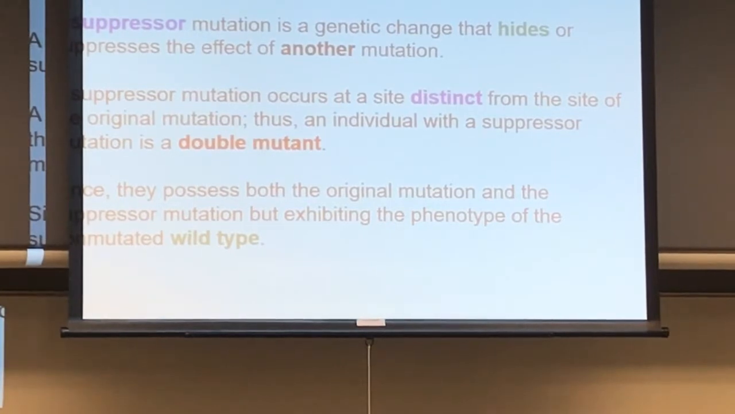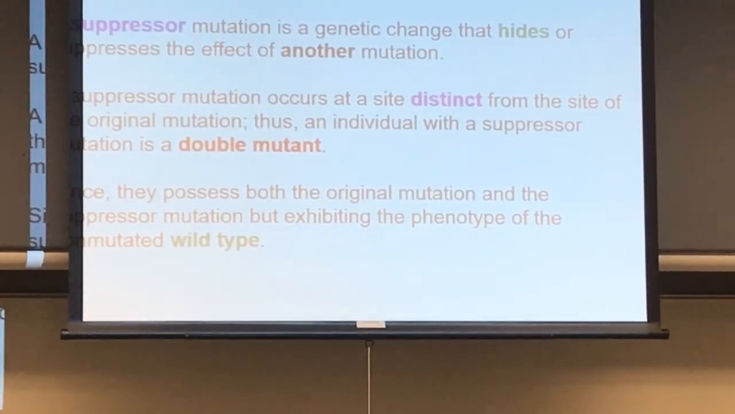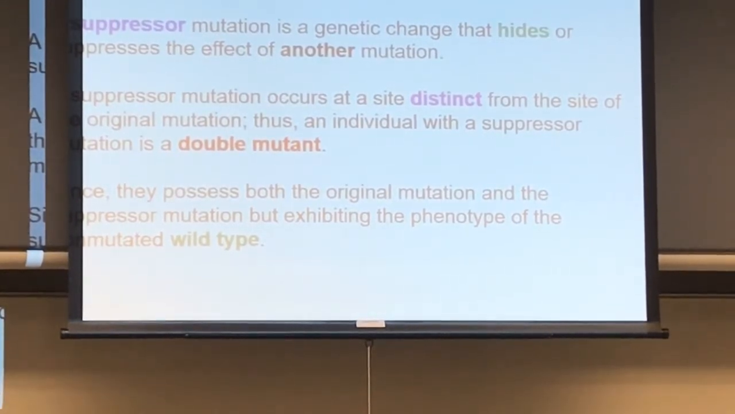Now, another mutation going forward is suppressor mutation. What is a suppressor mutation? A mutation in a gene that actually hides or suppresses the effect of another mutation. So let's say you have a mutation, right? There's a change in the gene which now causes a function to be lost or something to happen. Now there is a mutation in a second gene. This mutation in the second gene is actually masking the effect of the first mutation. So now all of a sudden it looks like a wild type.